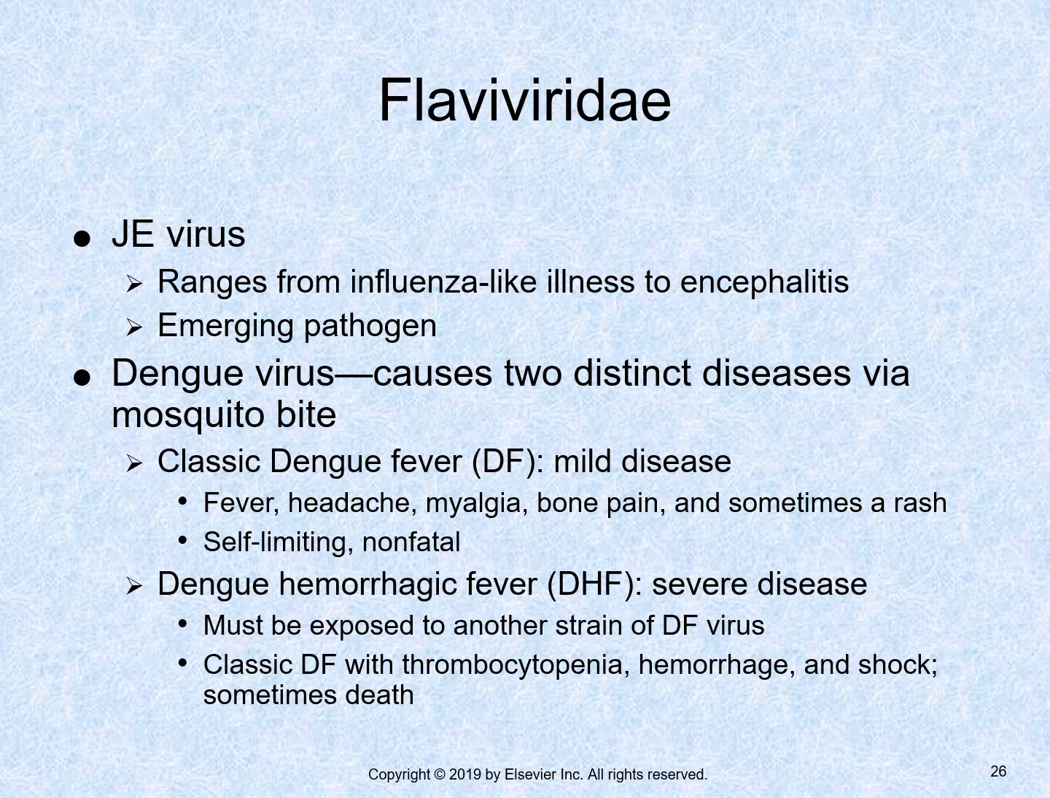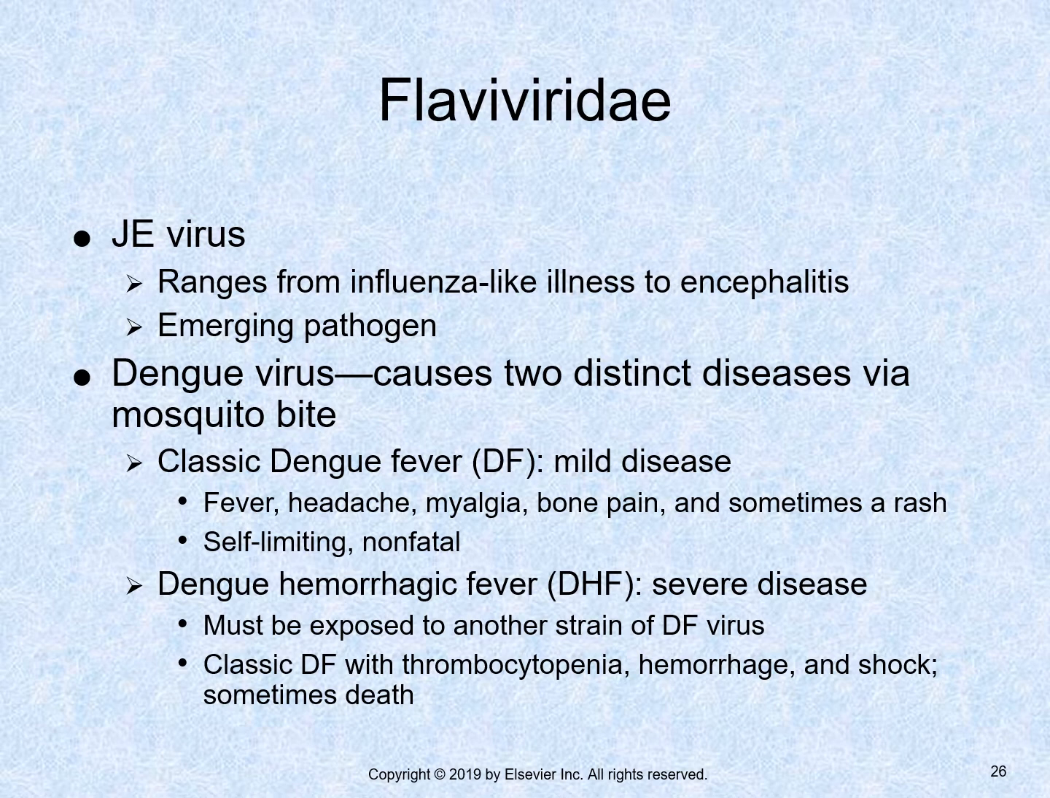The next family, Flaviviridae, includes a number of important human pathogens, many of which are zoonotic arboviruses. Japanese encephalitis virus ranges from influenza-like illness to encephalitis. This virus is an emerging pathogen. Dengue fever virus causes two distinct diseases transmitted through the bite of a mosquito.